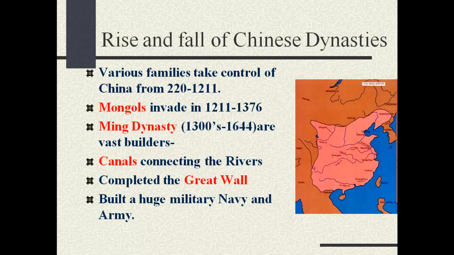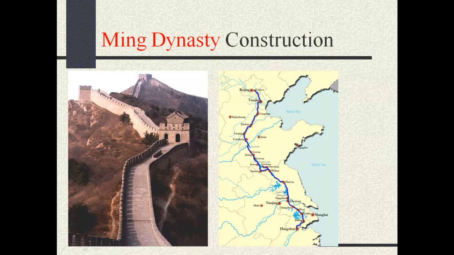And then you have this huge military and naval army that was developed during the Ming Dynasty, and we're going to talk more about them in a moment. And then we also have the Forbidden City that was constructed. So here are some of the constructions of the Ming Dynasty.